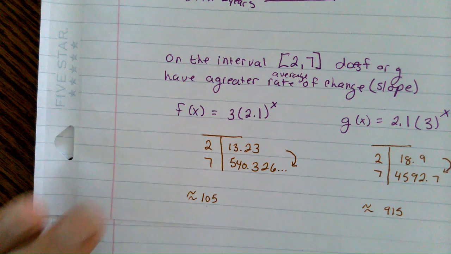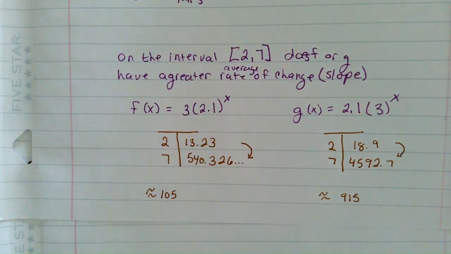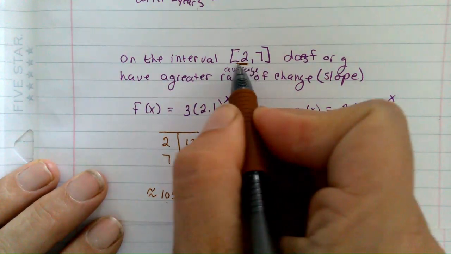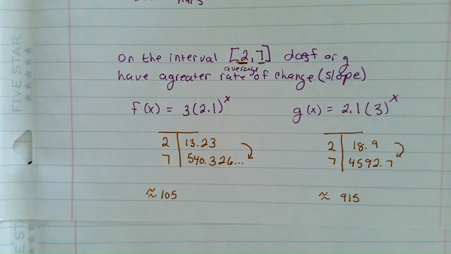So again, average rate of change is just slope. If you make a table of values for the beginning and end of your interval, you can usually compare these. Exponential growth does have a varying slope, so you have to make sure you know which two values you're working on.